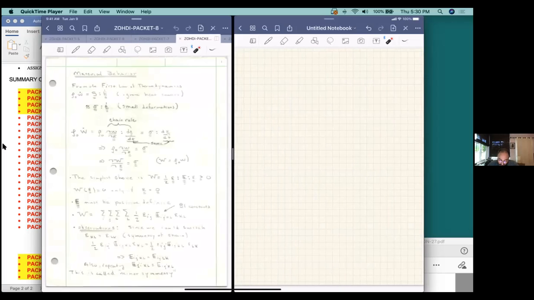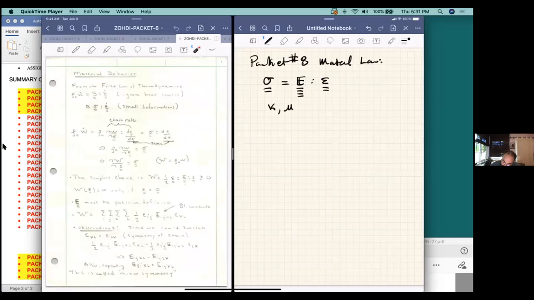Okay, packet number 8. Basically, again, their material laws. The main issue that I would like for you to remember and to feel comfortable with are, for example, how do we get to the classical linear elastic stress-strain relationship that says that we have an elasticity tensor times the linearly elastic strain? How do we turn this into an isotropic material? We have the bulk modulus, the shear modulus, the Young's modulus, the Poisson ratio, all of those relationships.